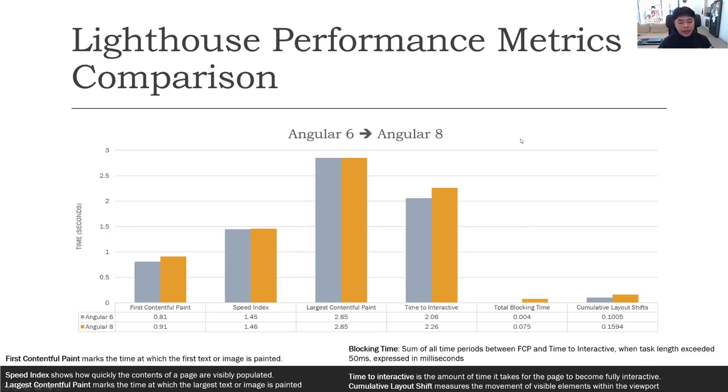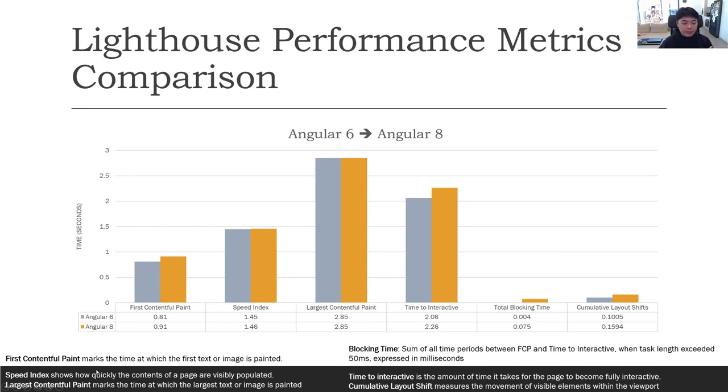However, what we can see from the metrics is that it's not that breaking. The first contentful paint rose about 10 milliseconds. The speed index remains the same. Largest contentful paint remains the same. Time to interactive rose by 20 milliseconds. Total blocking time, however, is the massive one, and it rose about 70 points. Cumulative layout shift rose by about 0.50 points.